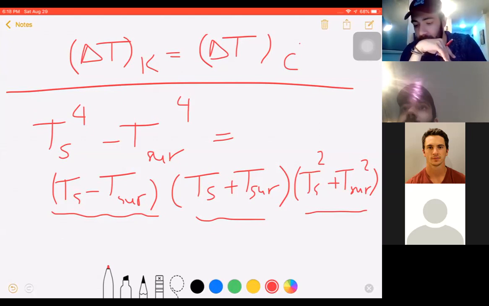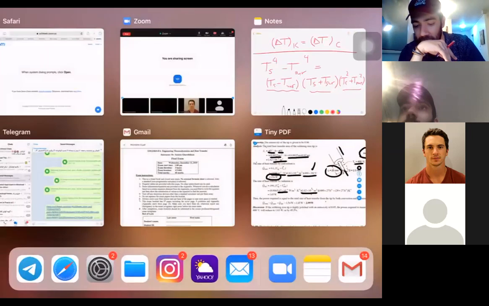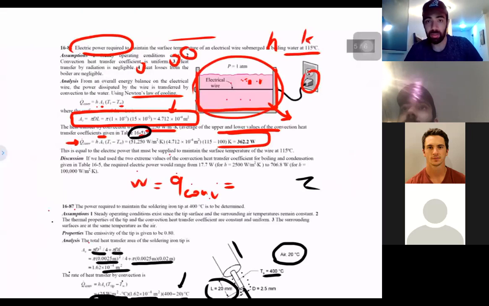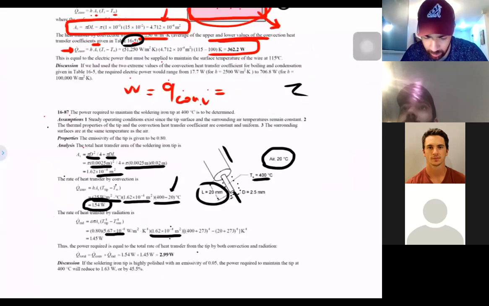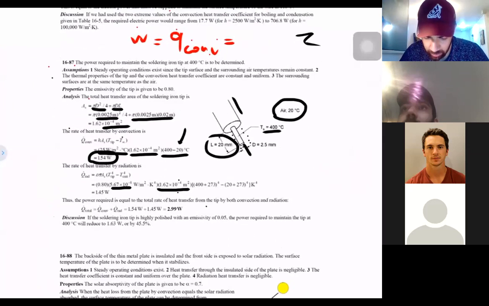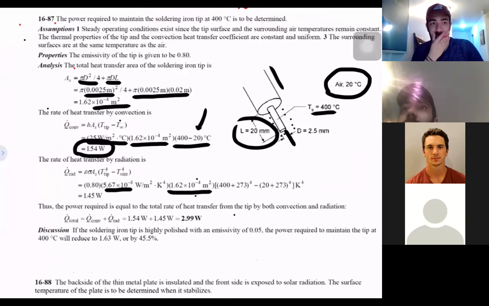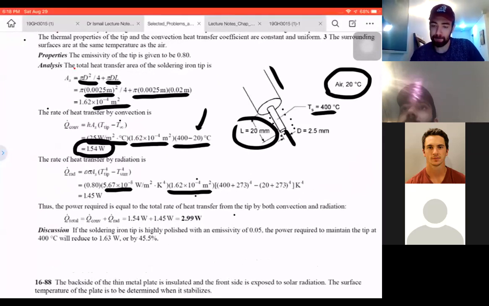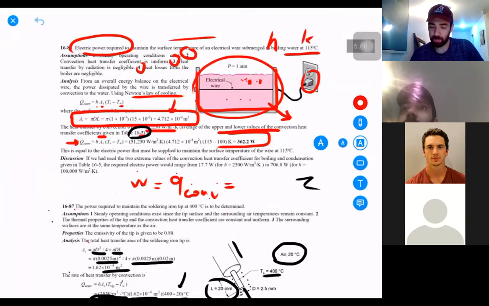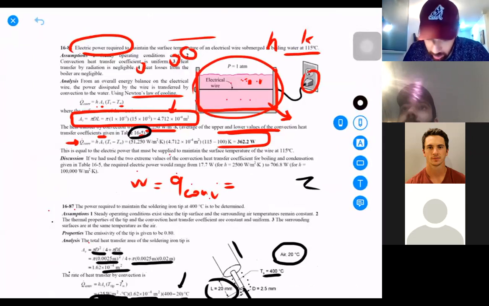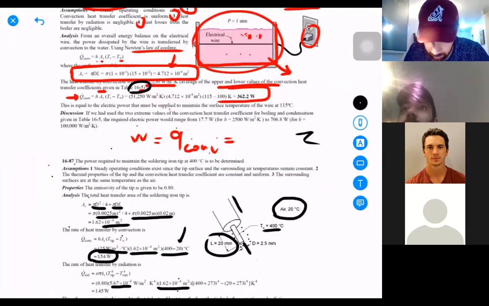So for radiation, it is very important to substitute temperatures in Kelvin. That was a side point we mentioned here.